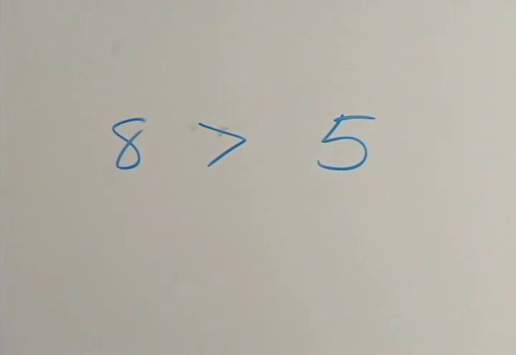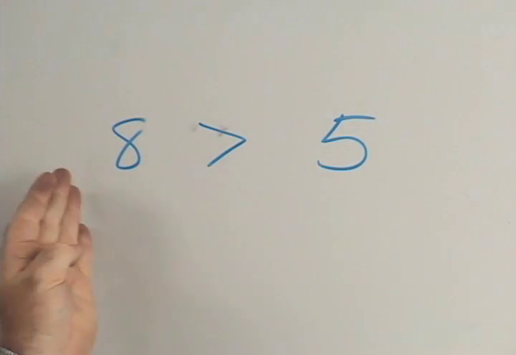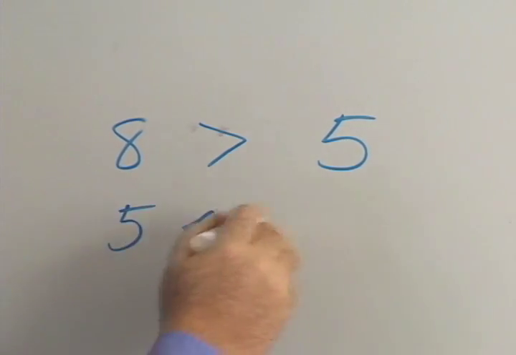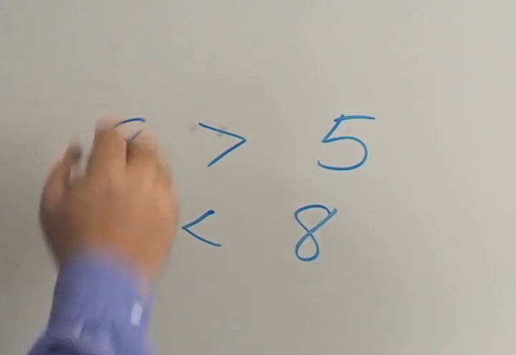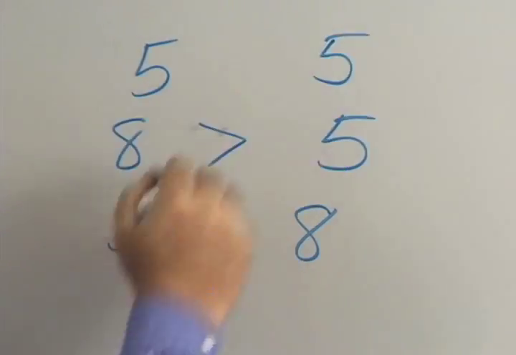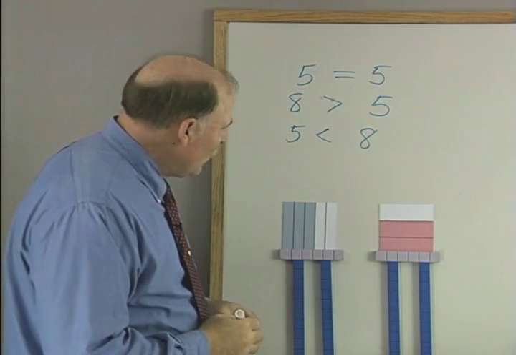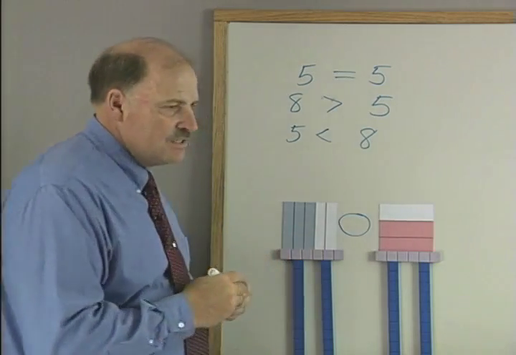Some people like to say it's an alligator eating the biggest one, but you read it from left to right: 8 is greater than 5. If you switched it around, to switch the symbol, you'd say 5 is what? Less than 8. Okay? And what's the other symbol? What if you had 5 and 5? Equals.